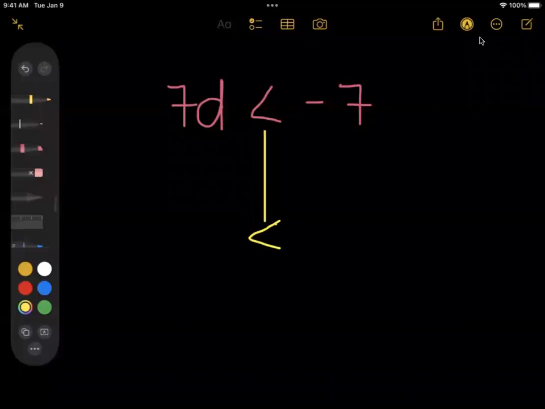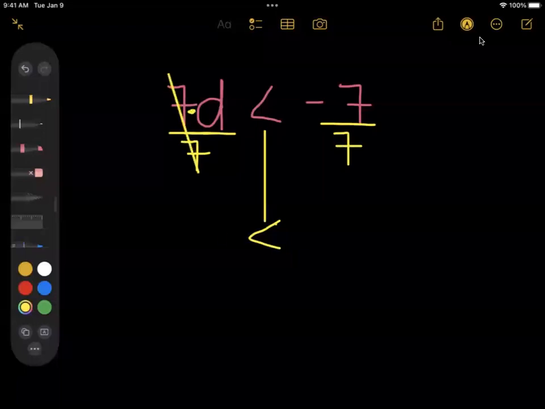Right now D is being multiplied by 7. 7 next to D is 7 times D. So the opposite would be to divide by 7. So we're going to divide both sides by 7 so that we can get D by itself. That's going to cancel out. We'll have D over here. And -7 divided by 7 is -1. So the solution is that D is less than -1.